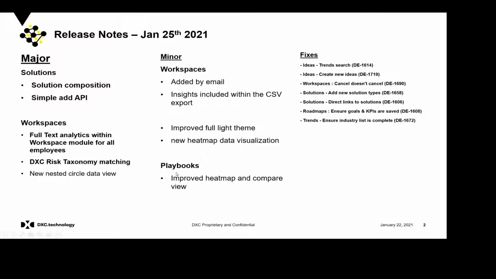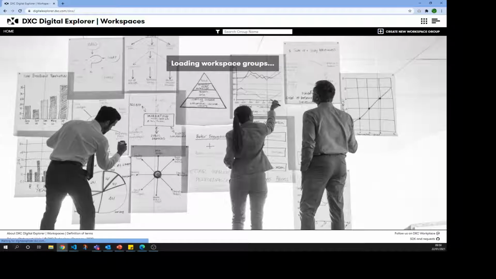One thing to call out in particular is around the playbooks. What we've done in playbooks is we've taken the same approach, the layout and the scaling improvements that we made in Workspaces, and brought those through into the playbook, so they will display the heat maps and the compare view better within any screen presentation, and a number of fixes that you can pause and have a read through there. But let me jump into the application very quickly, so I'll come back to the home page.